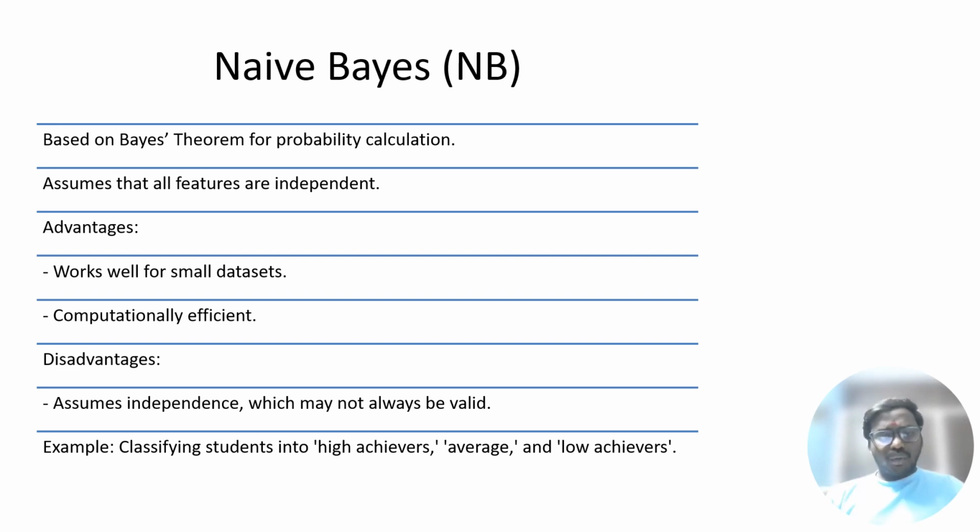And now let's go to Naive Bayes (NB). Based on Bayes' theorem for probability calculation, it assumes that all features are independent. The advantages of naive Bayes are that it works well for small data sets and is computationally efficient. The disadvantage is that it assumes independence, which may not always be valid. Example: classifying students into high achievers, average, and low achievers.